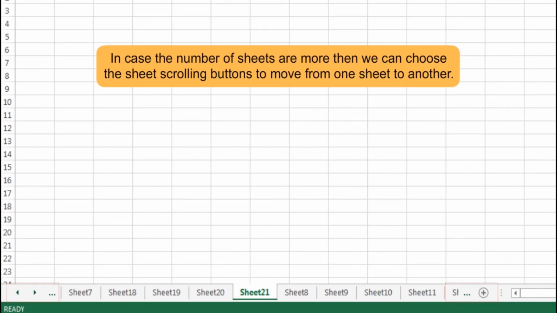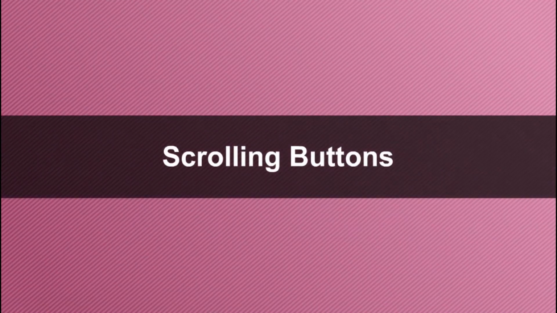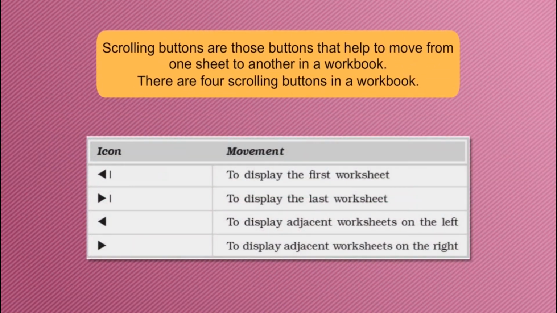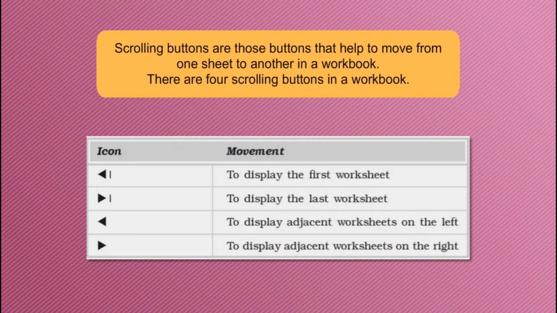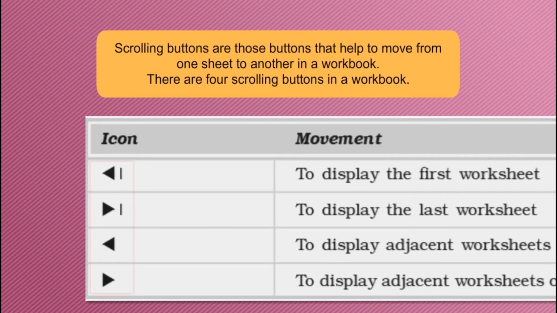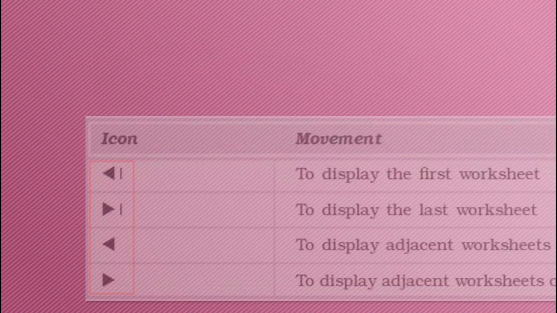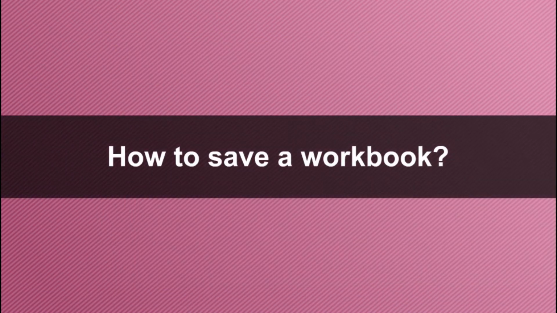Scrolling buttons. Scrolling buttons are those buttons that help to move from one sheet to another in a workbook. There are 4 scrolling buttons in a workbook. How to save a workbook?